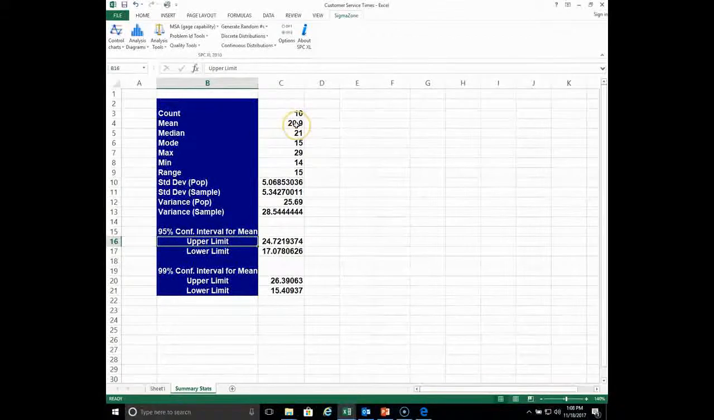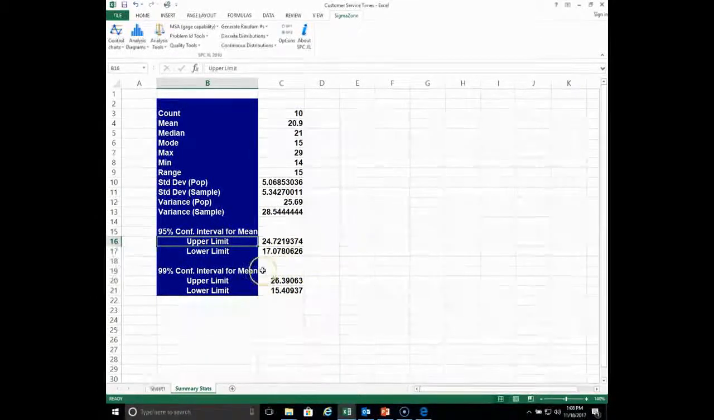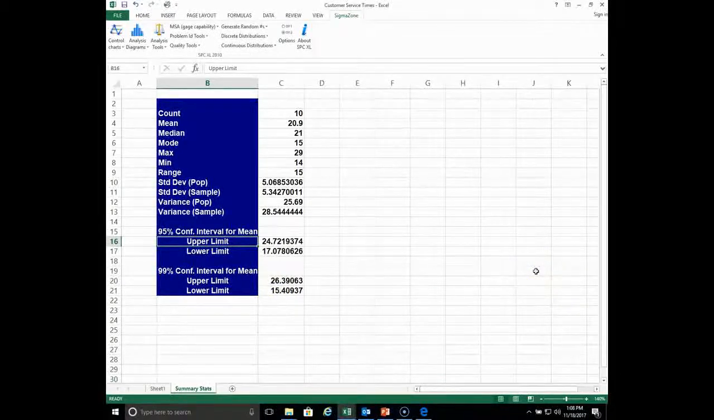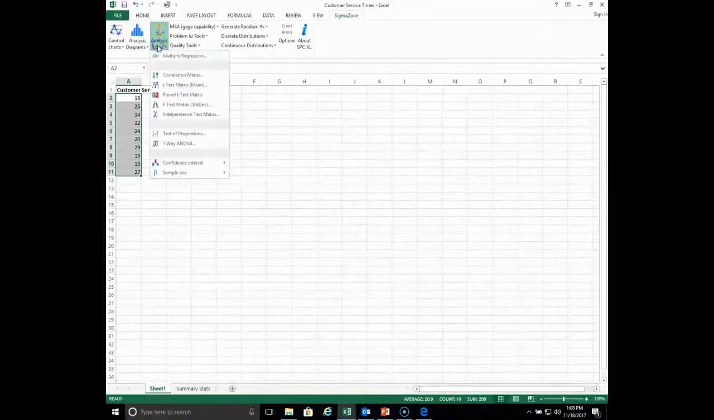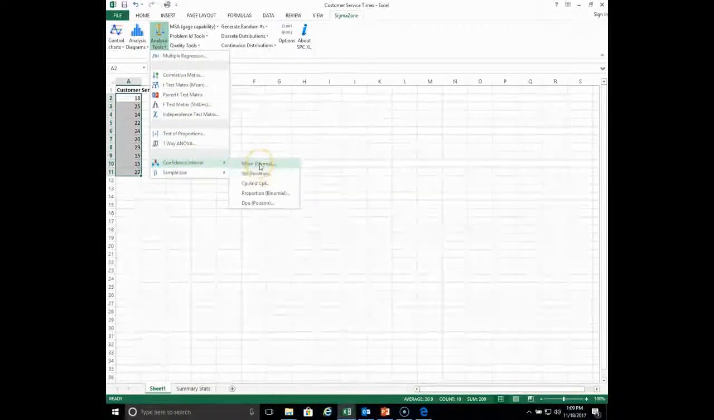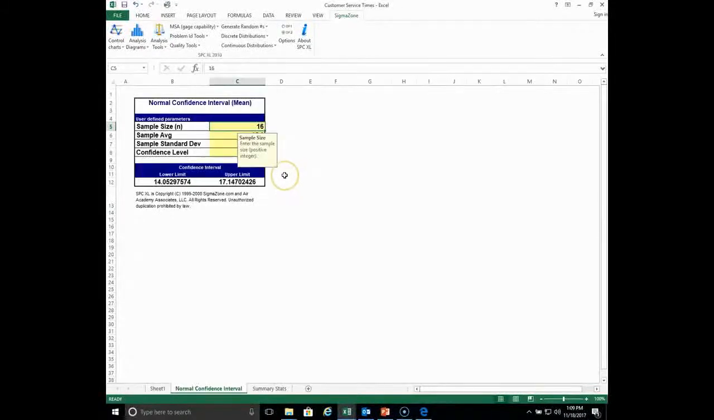And here is what we have shown you before as a preview. The sample size was 10, the mean is 20.9. Obviously you get a lot of other summary statistics, but I'm referring to this right down here. Here's your 95% confidence interval. Here's your 99% confidence interval. Those are the two automatic confidence intervals that you will get. Another way to get it is to come to sheet 1, that's our raw data, come up here to the analysis tools and go to confidence interval and go to mean or the normal, okay?